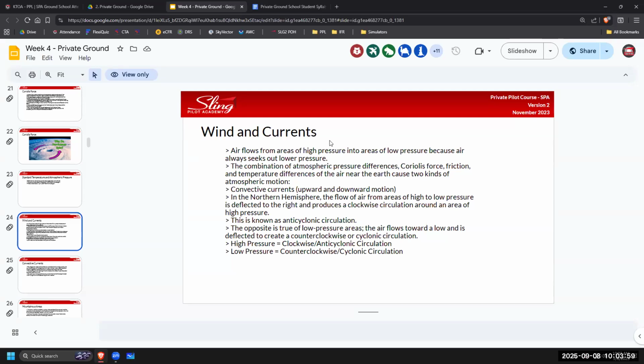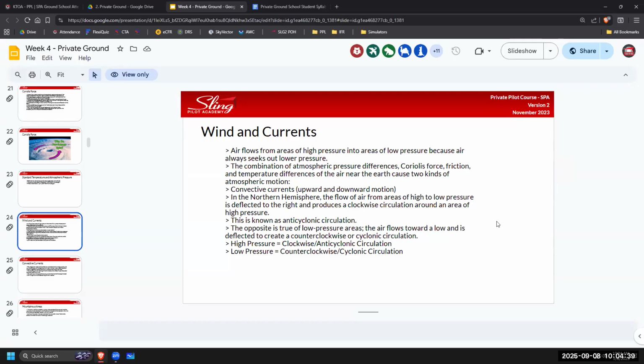In the northern hemisphere, the flow of air from areas of high to low pressure is deflected to the right. It produces a clockwise circulation around areas of high pressure. So the clockwise circulation that happens around high pressure systems is because of the deflection by the Coriolis force to the right. This is known as anticyclonic. Cyclones move counterclockwise, hurricanes move counterclockwise. So anticyclonic circulation moves clockwise. I think we understand that.